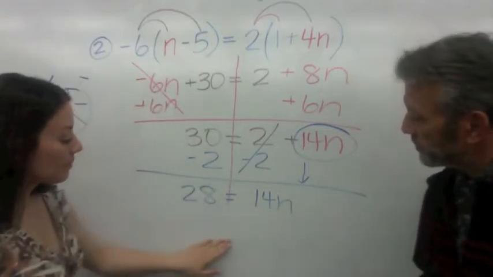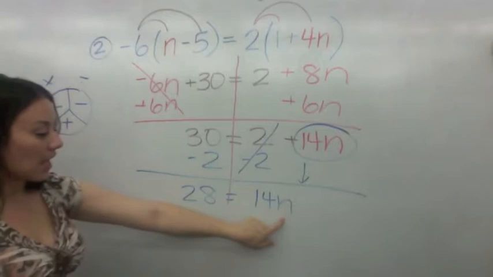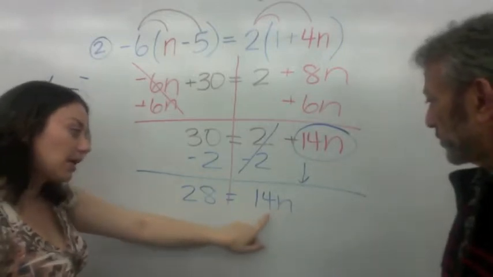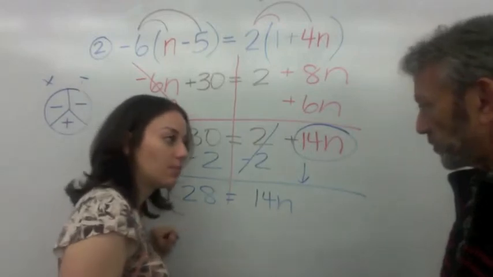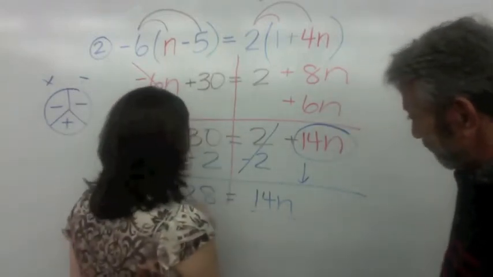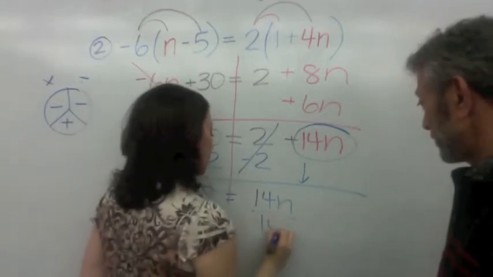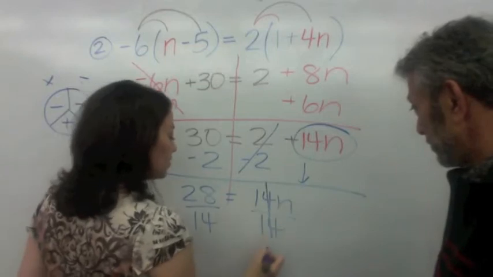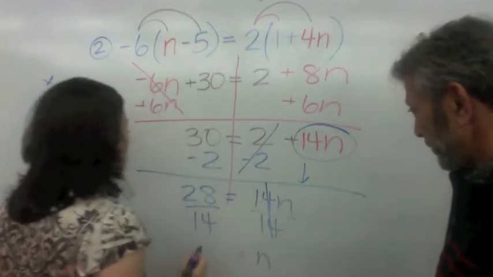So the last step, if you see 14 times n, they're married. Now, Miss N and Mr. 14, they don't want to be together anymore. So divorce time. So you divide by what? 14. So you divide by 14. 14 divided by 14 is 1. So you're left with n.